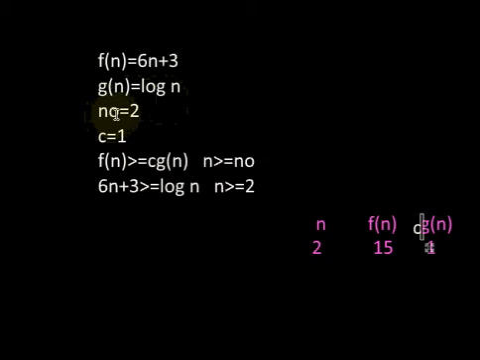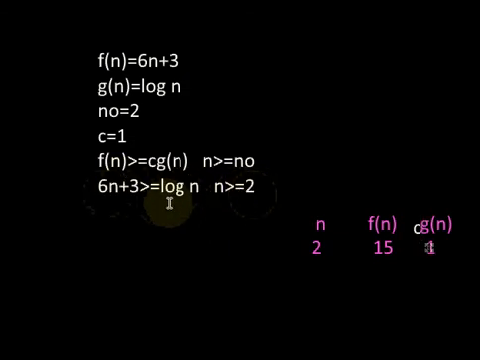So we are considering n naught as 2. If n naught is equal to 2, what should be the value of constant c here such that the function f of n is greater than c into g of n? Even if c equals 1, f will be greater than g. Thus, we can take n naught as 2 and c as 1. Now we have to check whether the function f of n is greater than or equal to c into g of n for all values of n greater than or equal to n naught. That is, whether 6n plus 3 is greater than or equal to 1 into log n, that is log n, for all values of n greater than or equal to 2.